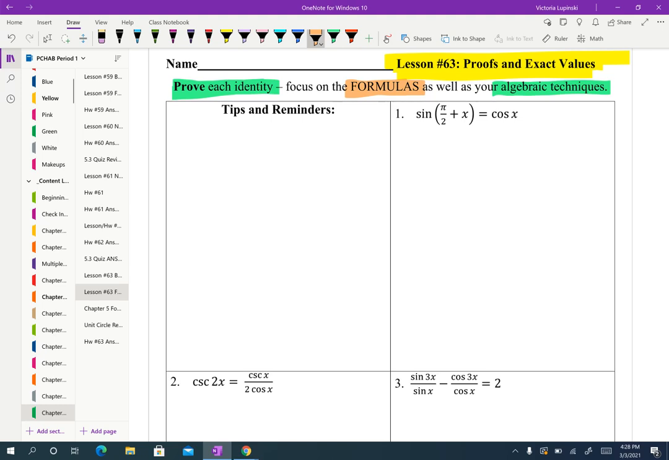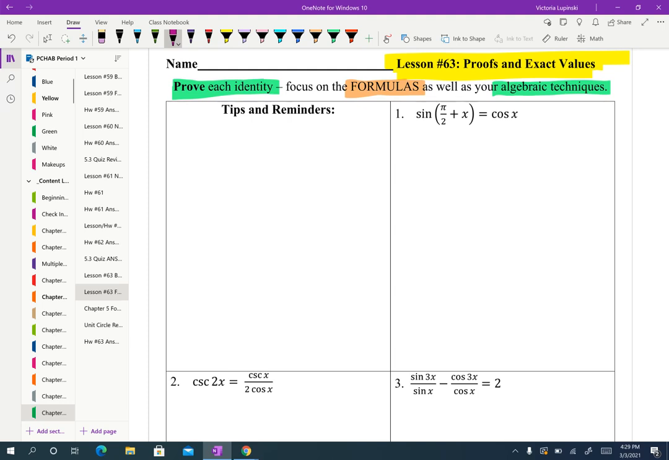of chapter 5. So we're going to find also something called exact values, but we're going to save that till the end. So take a look at the directions, prove each identity. Remember, it can also say verify or show. And again, focus on the formulas. Before we go ahead and actually get into doing some proofs, let me just go ahead and try to give you a couple of tips and reminders.